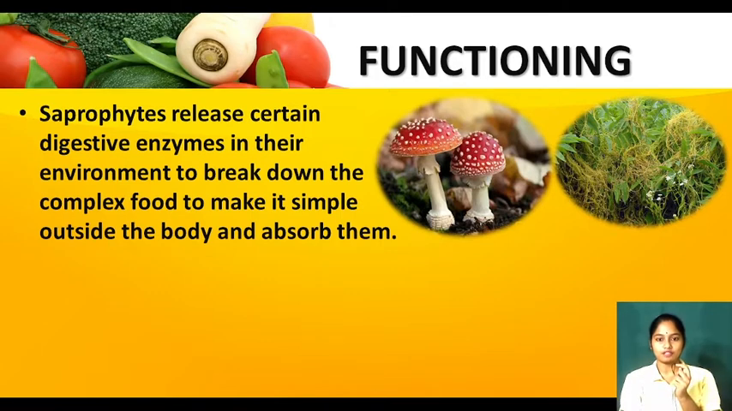What are saprophytes, children? Saprophytes are the organisms which get nutrients from dead and decaying material, as in mushrooms. Mushrooms grow in dead, decaying material. So how do they digest? They release certain chemicals, certain enzymes, in their environment and break down the complex food, get the simpler substances and absorb them.